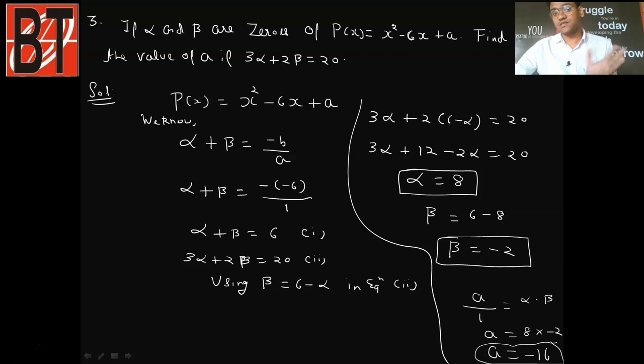Okay students, there was one more way to do this. Because we have got alpha as a zero, now we know alpha is a zero, so this alpha will satisfy p(alpha) equal to 0, because by putting alpha at the place of x, the expression will be equal to 0. Okay, so you can do it that way also.